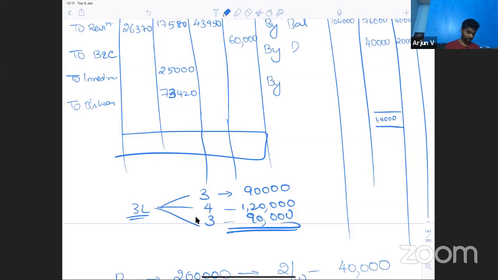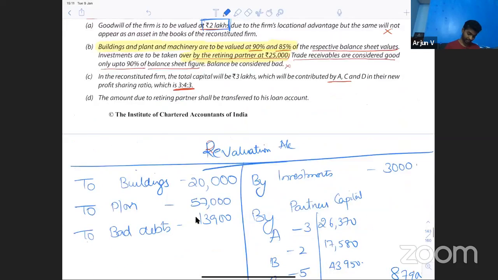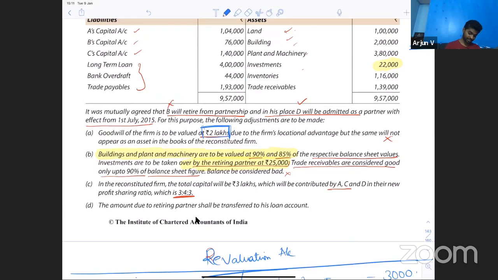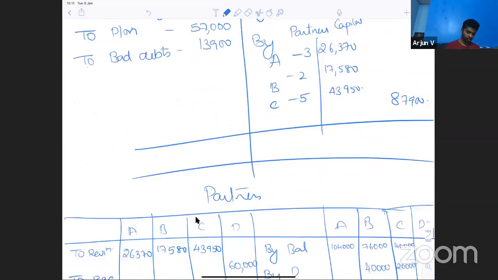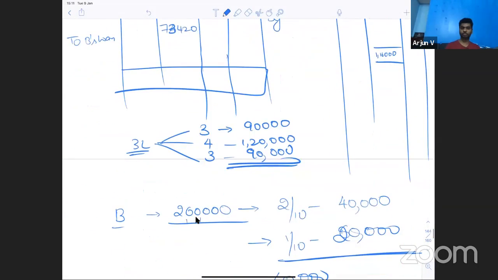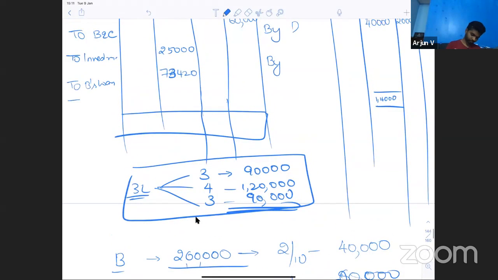Now from where did I get this? Here they are saying, see here, A and C in the reconstituted firm, they want the capital to be 3 lakhs, which is to be given in the ratio of 3:4:3. So my closing balance of capital should be 3:4:3, which is 90,000, 1,20,000 and 90,000. So I'll write it as balance carried down. Friends, 90,000, 1,20,000 and 90,000. Are you clear?